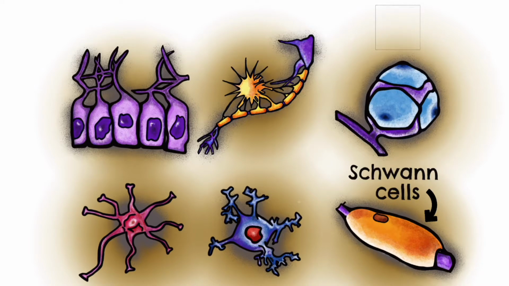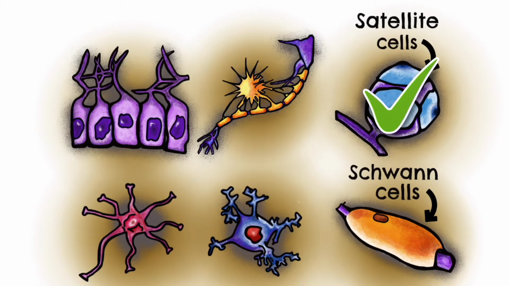Satellite cells are again found in the peripheral nervous system, and they work by covering the cell bodies of neurons in sensory, sympathetic, and parasympathetic ganglia. Now remember, ganglia is just a fancy technical term for a collection of neuronal cell bodies found in the peripheral nervous system. Amazingly, we still aren't certain what these cells do, but we think they have a role in creating the correct microenvironment for the proper functioning of neurons.